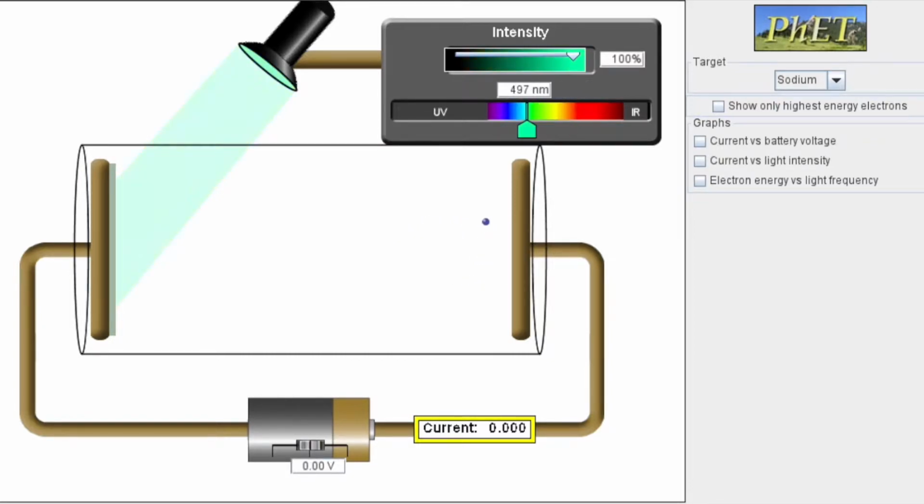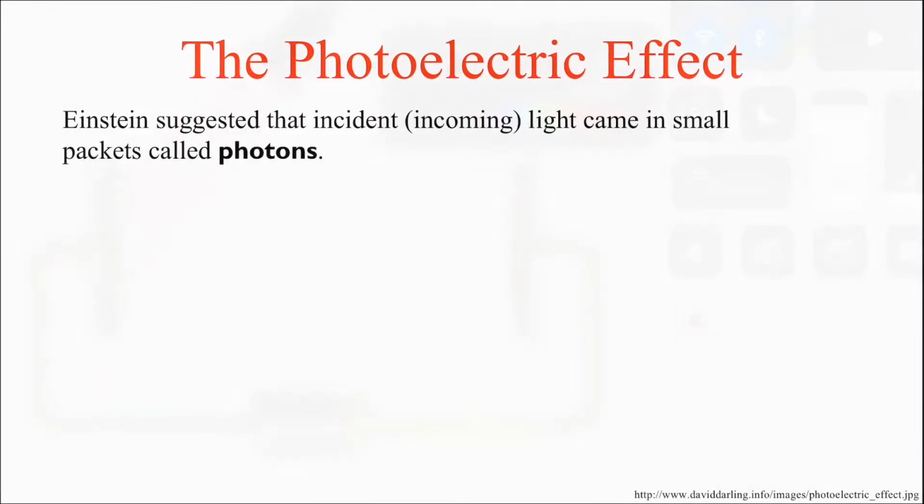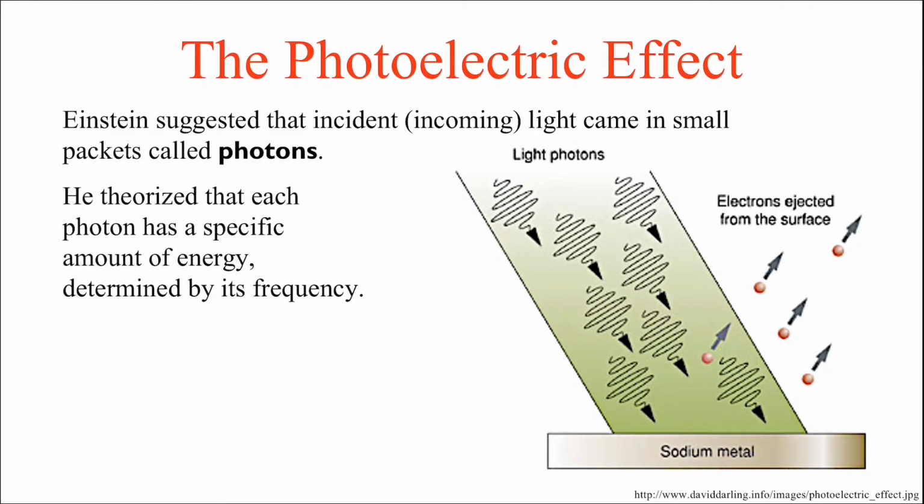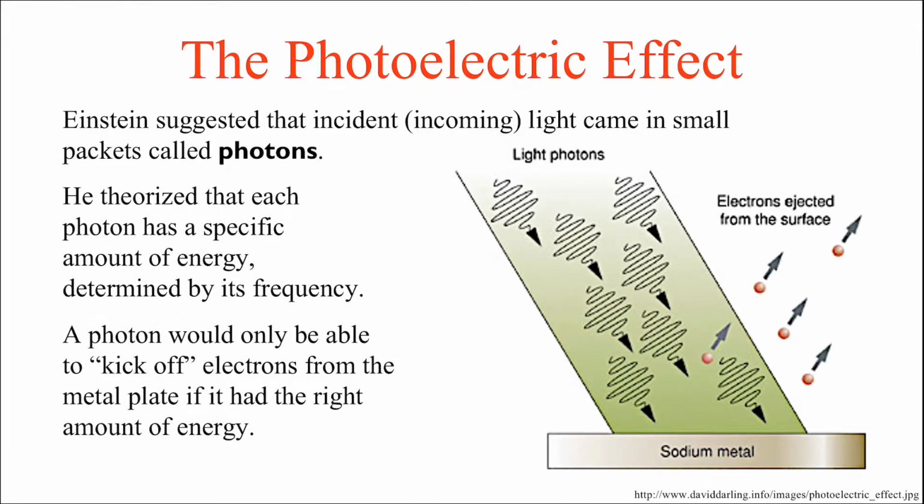Notice that as the wavelength is changed, the amount of electrons that are emitted also changes, which can also be seen by observing the changing current measurements at the bottom of the demonstration. This is because the basis of the photoelectric effect depends on the suggestion that incident light comes in tiny packets called photons. Einstein theorized that each photon has a specific amount of energy, which is determined by its frequency. These photons can only kick off the electrons on the metal plate that have the right amount of energy. But how does frequency factor in with the energy of the photon?